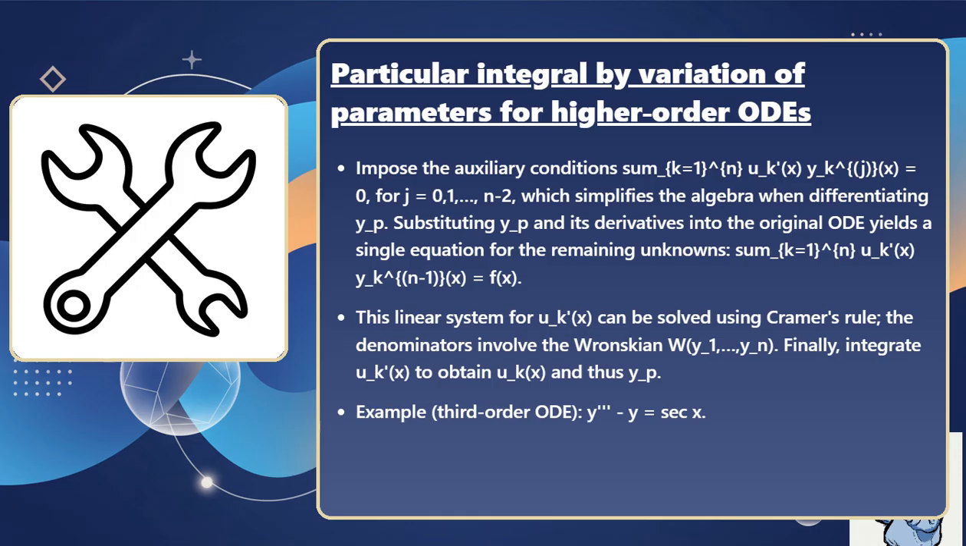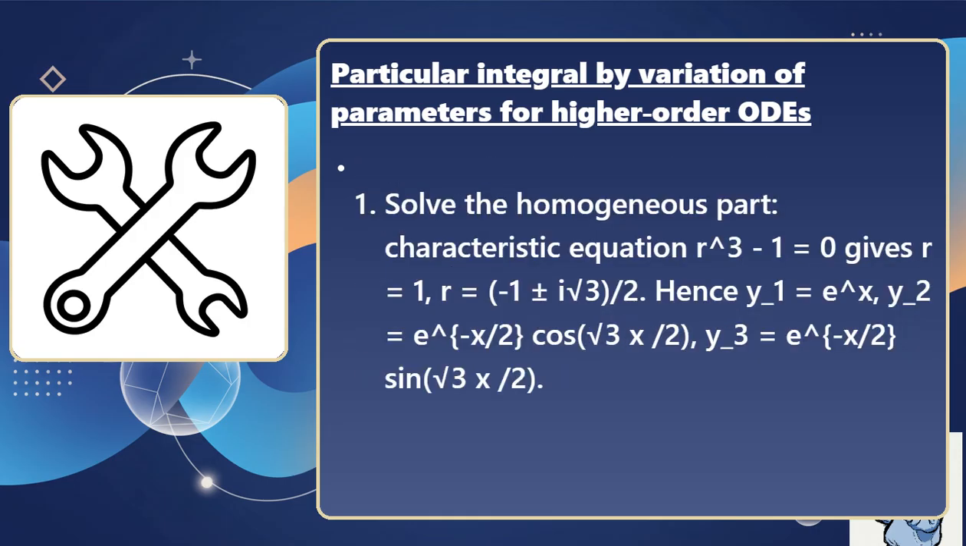Example: third order ODE, y''' minus y equals sec x. Step 1. Solve the homogeneous part. Characteristic equation r cubed minus 1 equals 0 gives r equals 1, and r equals negative 1/2 plus or minus i times square root of 3 over 2. Hence y_1 equals e^x, y_2 equals e^(-x/2) times cosine of (square root of 3 over 2)x, and y_3 equals e^(-x/2) times sine of (square root of 3 over 2)x.